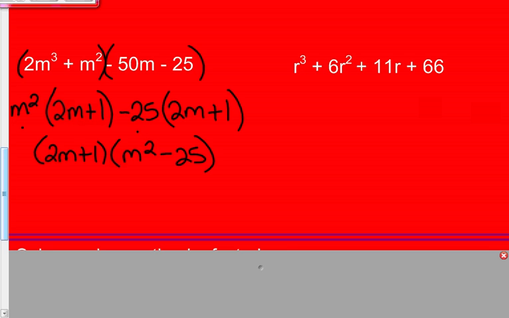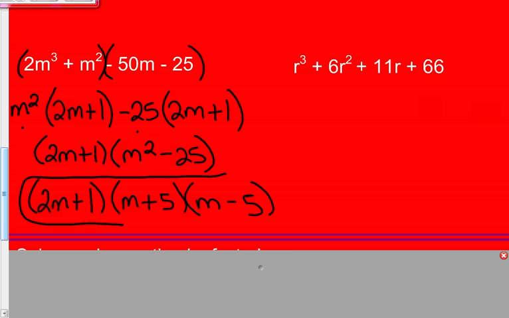However, you should notice this is a difference of squares, the last one, so we can break it up even further. So the 2m plus 1 stays. Then this one breaks into m plus 5 and m minus 5. There's our final answer.